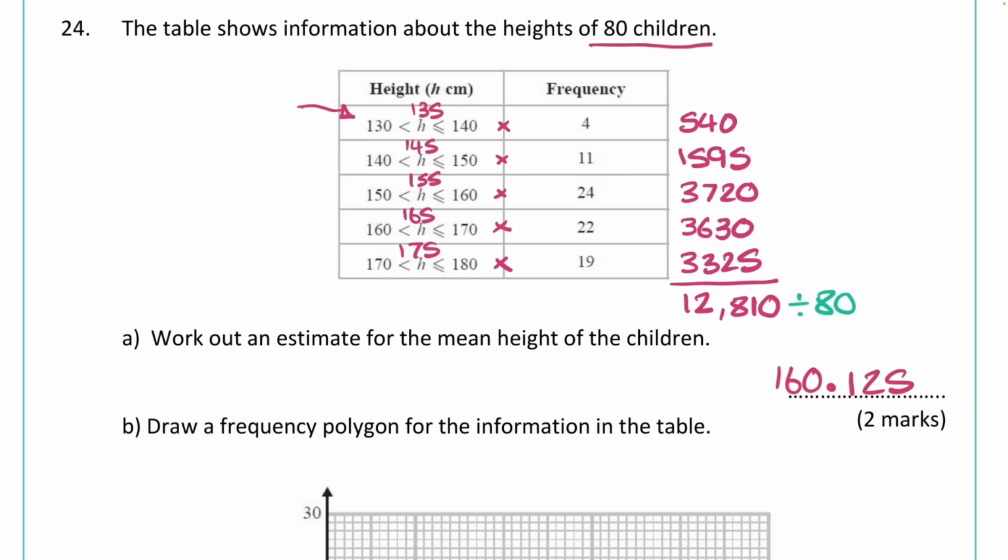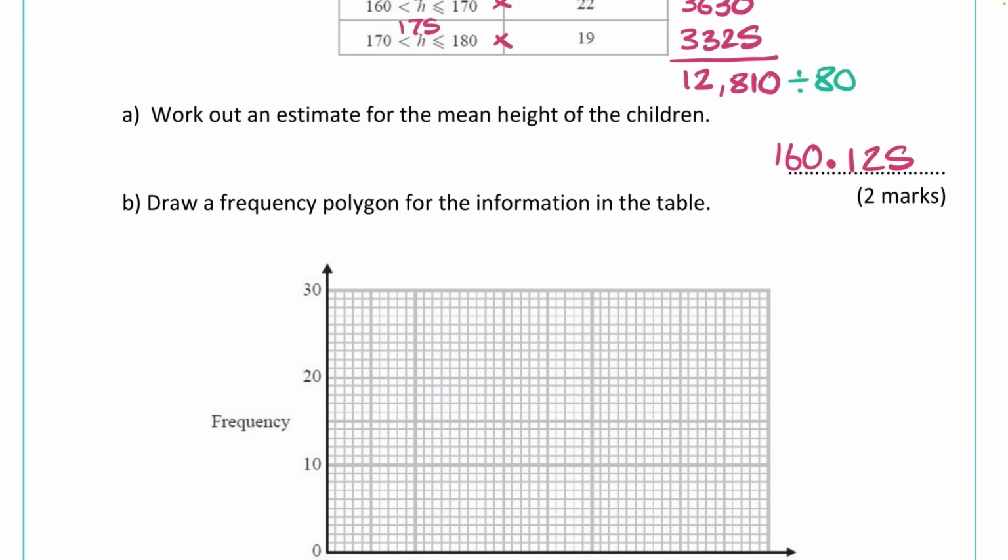So not an awful decimal there, but we would write down all the decimals for that one unless it asked us to give our answer to a certain amount of decimal places. But there we go. There is our estimated mean for the height of these children. Part B asks us to draw a frequency polygon.